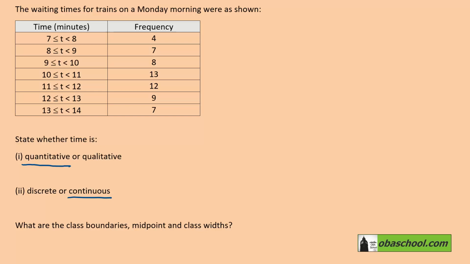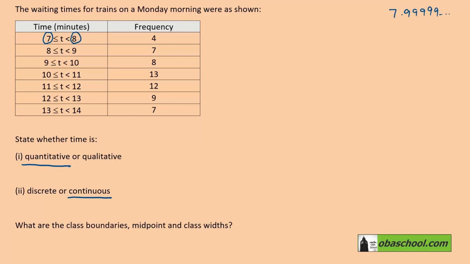Now, what are the class boundaries, midpoint and class widths? The class boundaries here are 7 and 8. Even the 8 is not included. Remember that it could be 7.99999 as long as it's not all nines, because 7.9 recurring is actually 8. But it could be 7.9 to a lot of decimal places before it's something else. And so you can only really say 7 and 8 are the class boundaries.